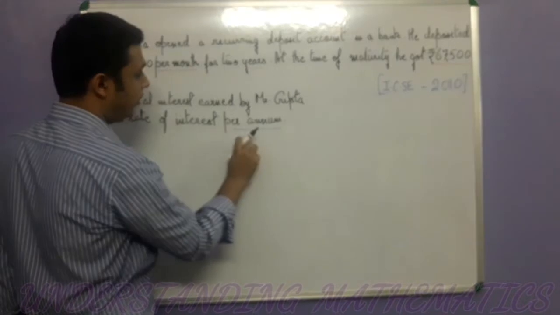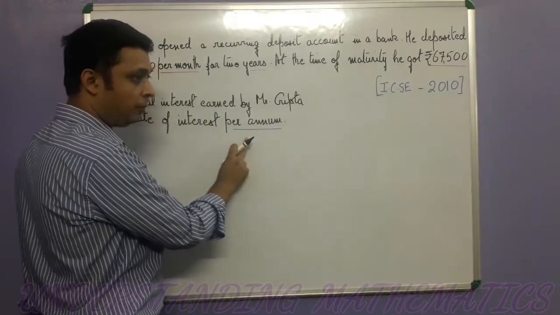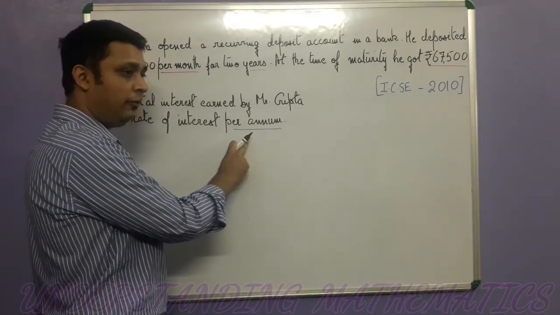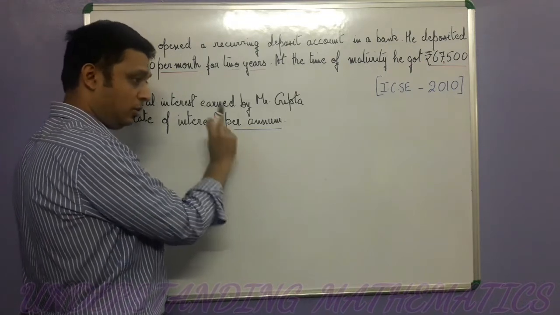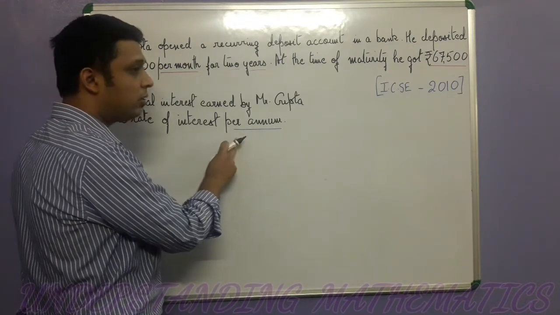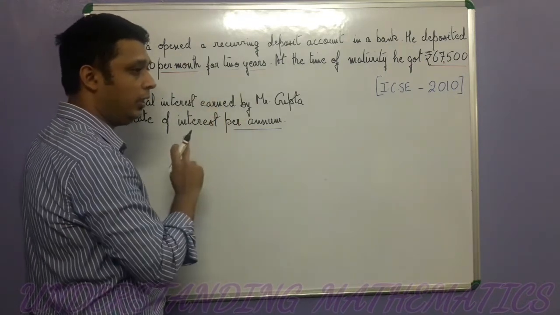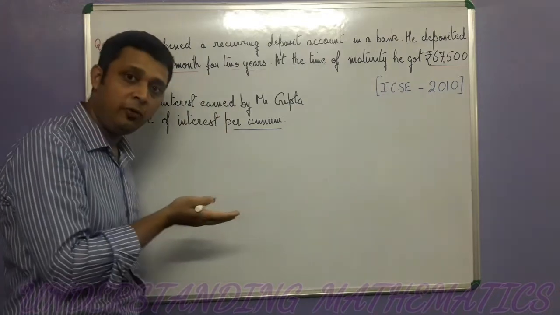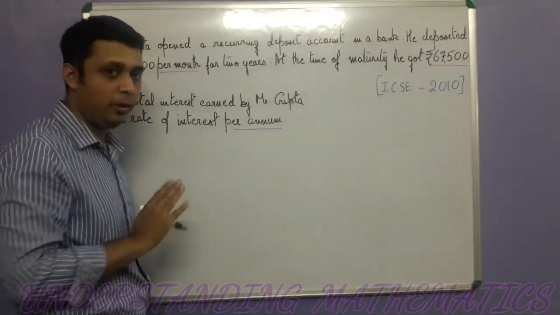Clear? Here the rate of interest is per annum because when we were deriving the formula, we saw over there that the rate of interest was for 1 year only, and then we have divided the time for 1 year in terms of month. Clear?